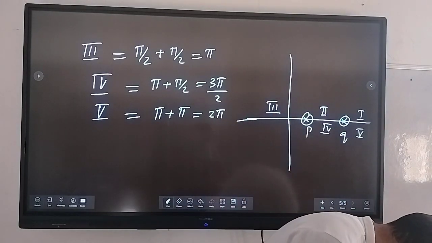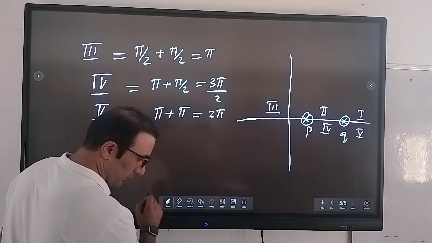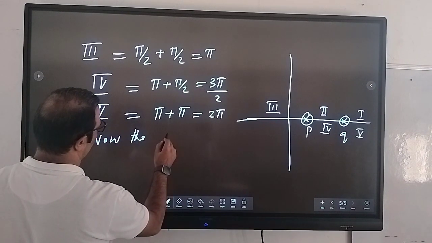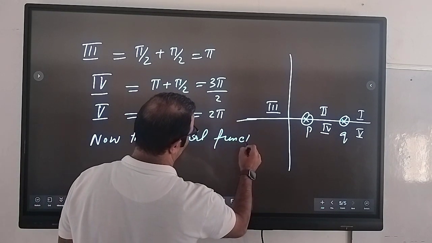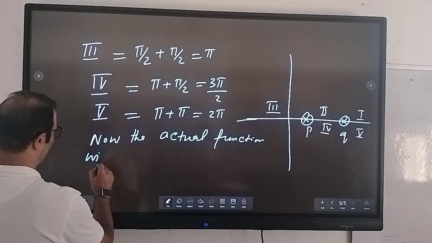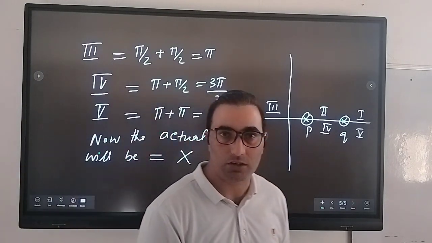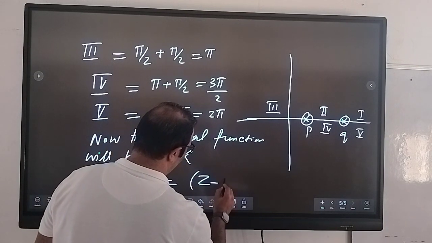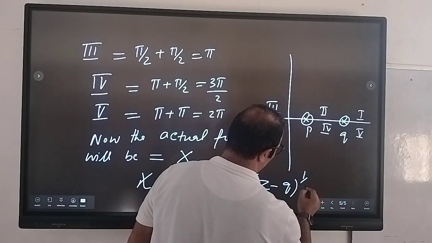So that means if we write the modulus value of that, right, so that means we can write then now the actual value, now the actual function is, so actual function क्या होगी, so that will be, that's the modulus of, because x stands for the modulus of that function, right, and that x is equal to z minus p raised power 1 by 2, z minus q raised power 1 by 2, right.